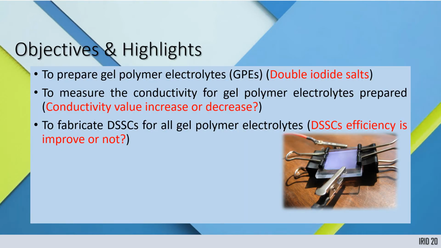For the objectives and highlights of my research work, first is to prepare the gel polymer electrolytes containing double iodide salts. Second, to measure the conductivity of the gel polymer electrolytes prepared, to see whether the conductivity value increased or decreased. Third, to fabricate DSSCs with the gel polymer electrolytes. In this part, we can see whether the DSSC efficiency is improved or not.